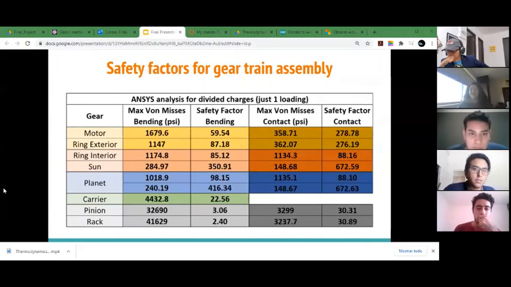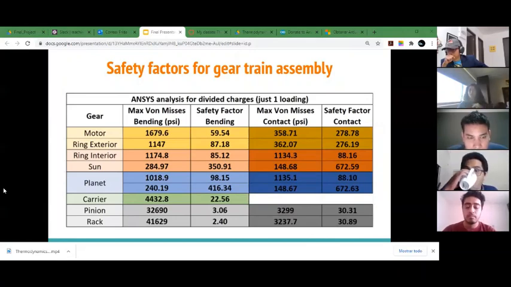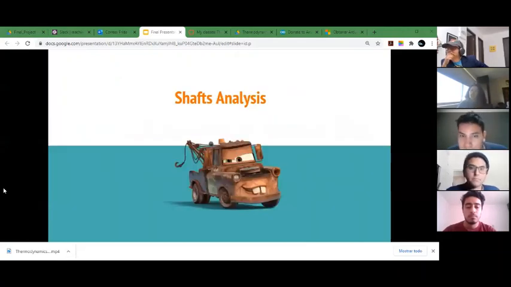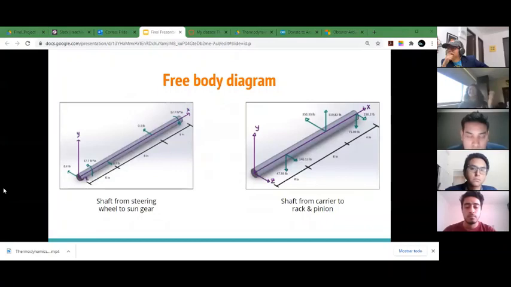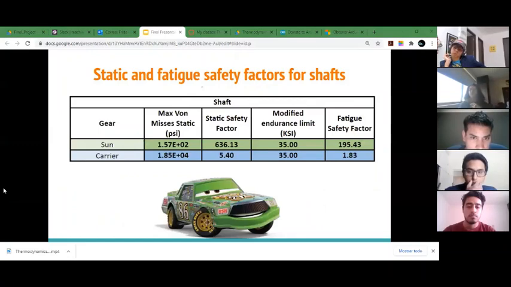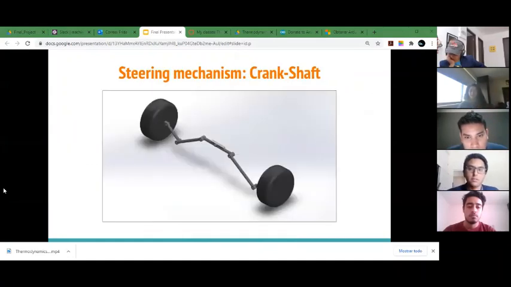Now we have here a table with all the safety factors for the planetary gear analysis. The lowest was 22 for the bending and the highest was 98. And for the contact, the lowest was 88 and the highest was 672. Now we have the shaft analysis. This is the free body diagram for the two shafts. And here we have the failure prediction for the static and the fatigue in both of the shafts.